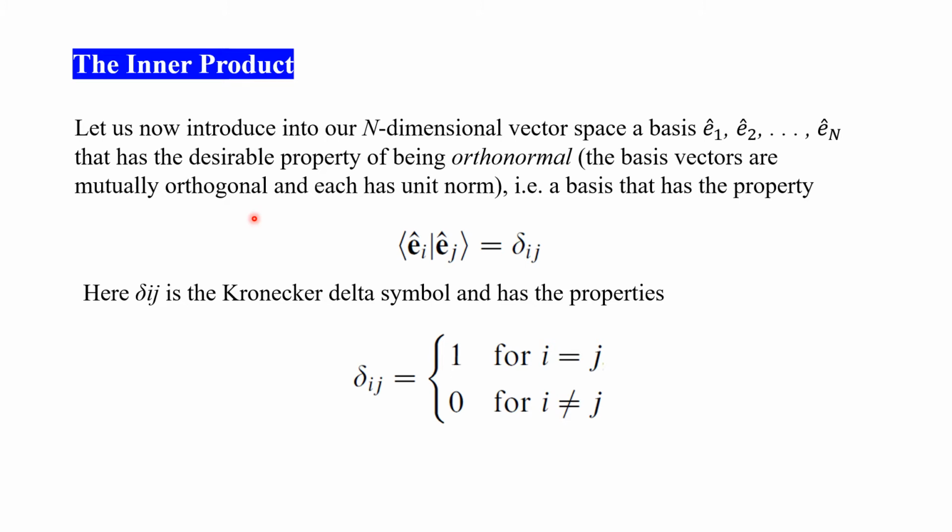For example, a basis that has this property: ⟨ei hat | ej hat⟩, the inner product of ei hat and ej hat, is equal to δij. So here, your δij is the Kronecker delta symbol, and it has the following properties. Your Kronecker delta δij is equal to 1 if i is equal to j, and it's equal to 0 for i not equal to j. So this is again your Kronecker delta symbol.